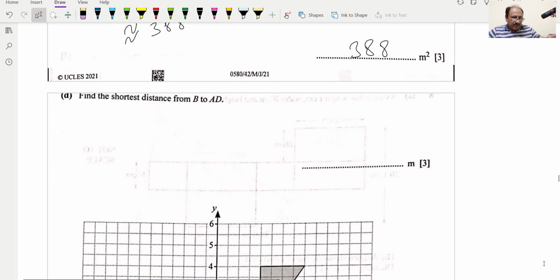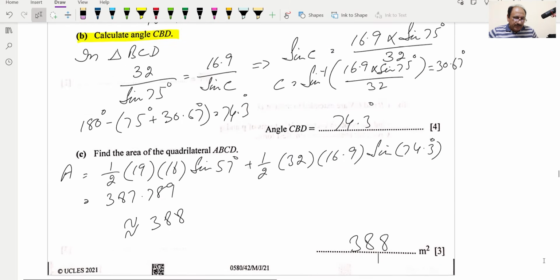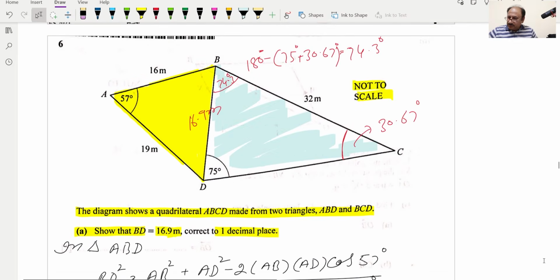Then find the shortest distance from B to AD. So what will the shortest distance be? We will draw the shortest distance first, and the shortest distance will be the perpendicular line which we'll draw from here, and this angle is 90 degrees.